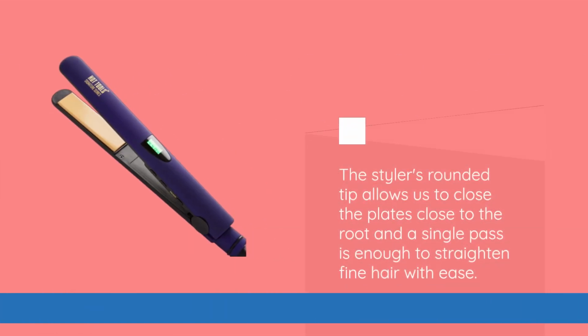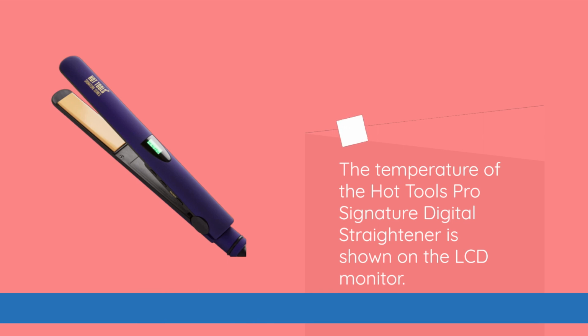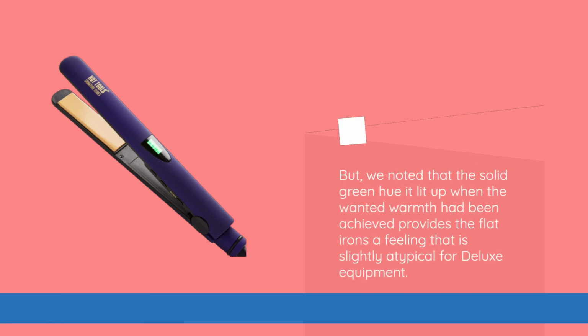The styler's rounded tip allows us to close the plates close to the root and a single pass is enough to straighten fine hair with ease. The temperature of the Hot Tools Pro Signature Digital Straightener is shown on the LCD monitor. But, we noted that the solid green light it displays when the desired temperature has been reached gives the flat iron a feel that is slightly atypical for deluxe equipment.